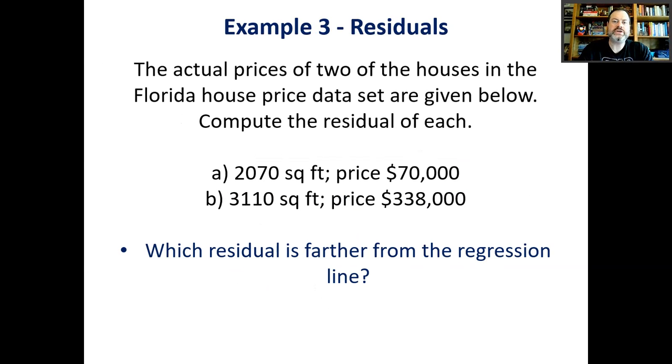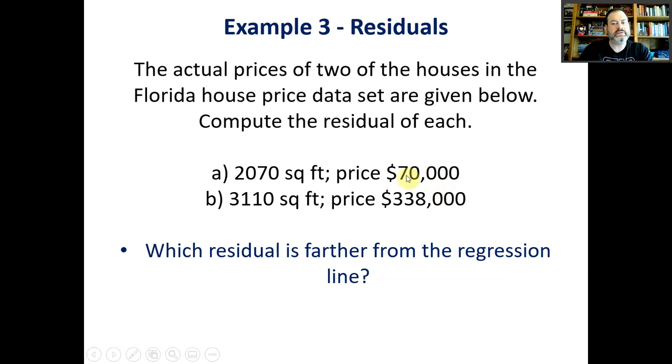So here are the actual prices of the two houses we just saw in the graph with the residuals. Then we're going to compute the residuals, and also which residual is farther from the regression line. The way we do this, we've already computed y hat for both of these houses. So all we have to do is take y, and this is x. Remember, x is explanatory.